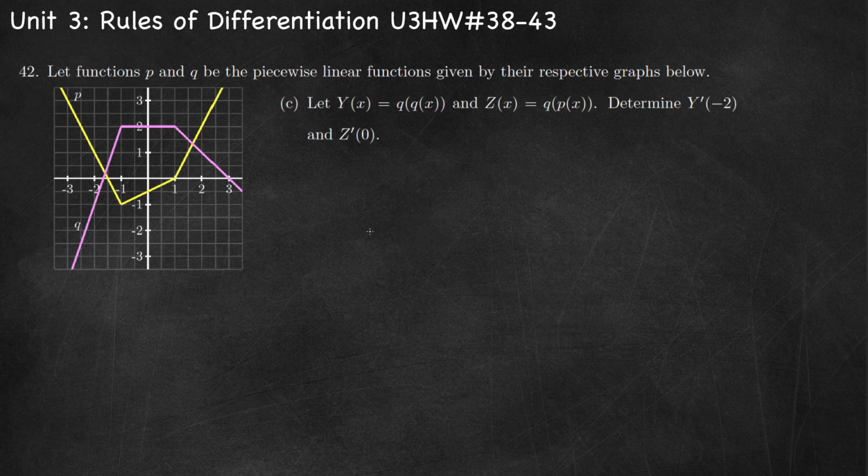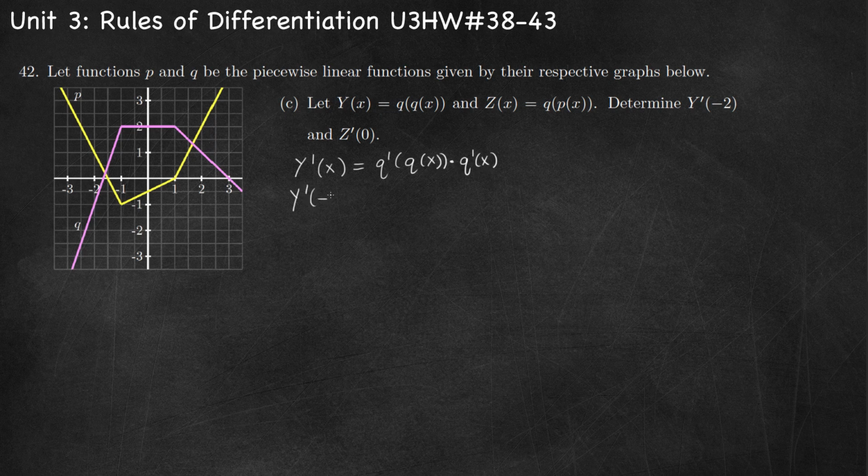Part C, let y of x equal q of q of x and z of x equal q of p of x. Determine y prime of negative 2 and z prime of 0. So y prime of x, we're going to take the derivative of y of x, and y is in the form of q of stuff. So the derivative will be q prime of stuff times the derivative of the stuff. So q prime of q of x times q prime of x.